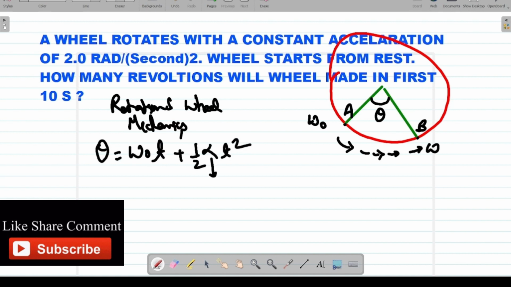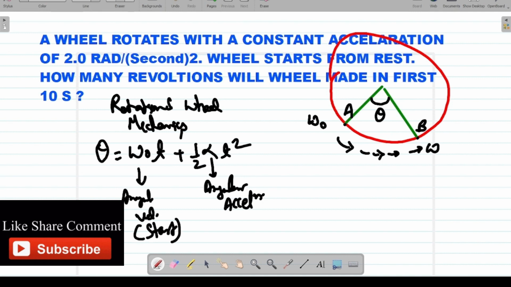Okay. What is alpha, students? Alpha is angular acceleration. Okay. Omega 0 is angular velocity at start, right? t is the time, and theta, what is theta? Theta is angular displacement, right? So students, we will just solve the questions based upon this.